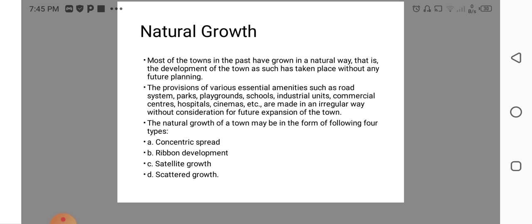Proportion of various essential amenities such as road system, parking, playgrounds, school, industrial unit, commercial center, hospital, cinemas, etc. are made in an irregular way without considering future expansion of the town. This natural growth is classified into four types: concentric spread, ribbon development, satellite growth, scattered growth.